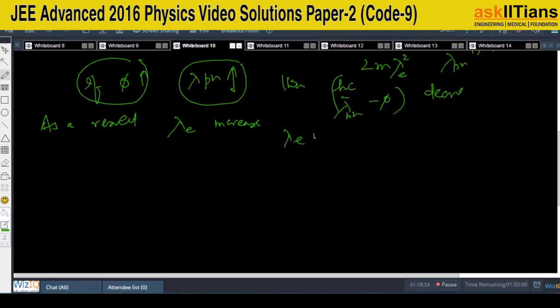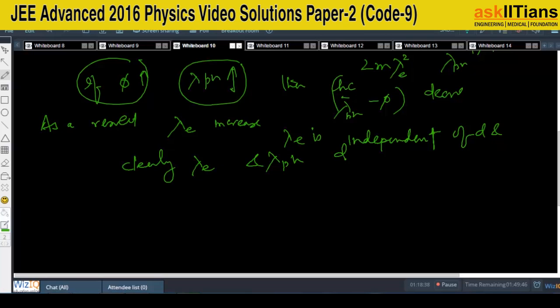Lambda e is independent of d, and clearly lambda e and lambda ph do not increase at the same rate. Although we can differentiate it with respect to lambda also, we can get the same relation.